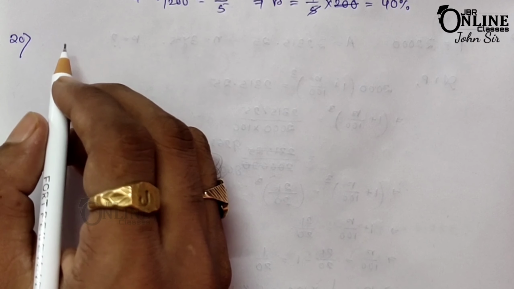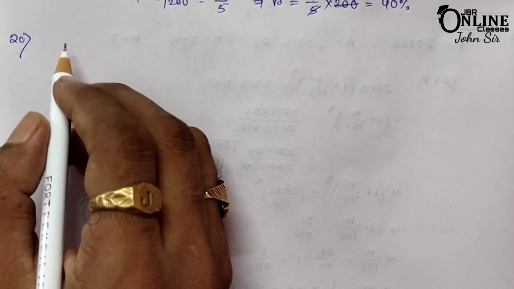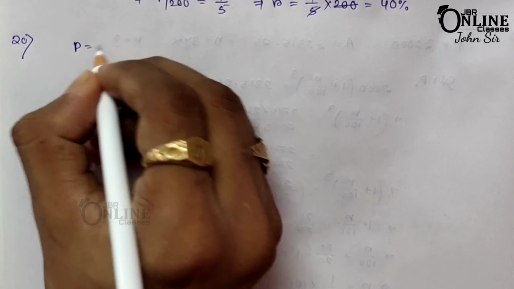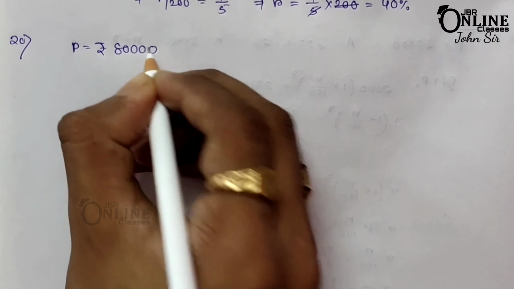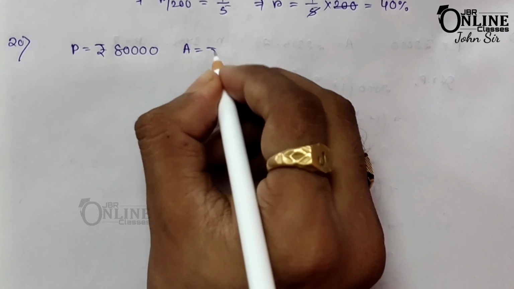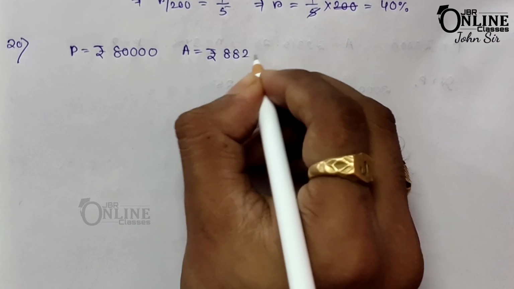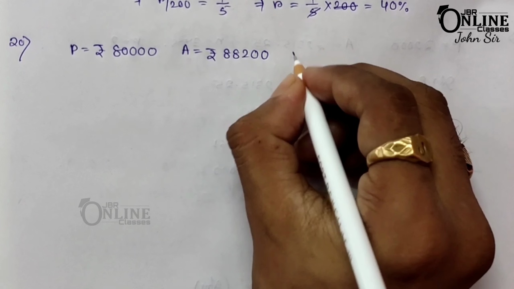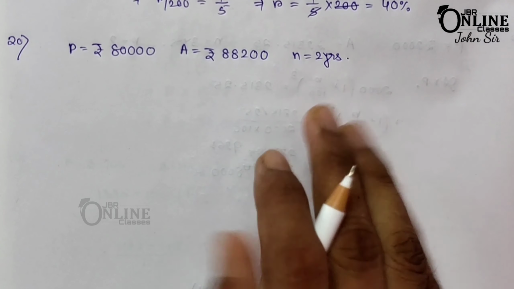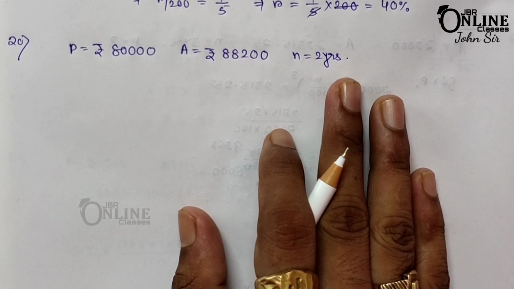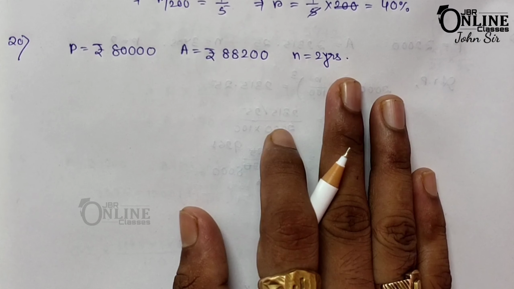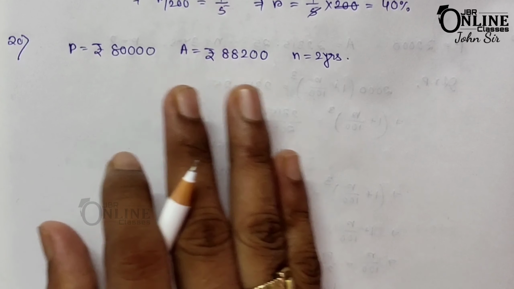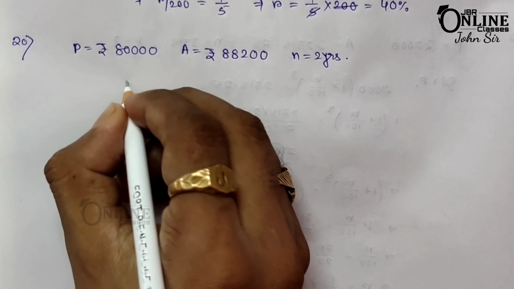Now sum number 20. At what rate per annum compound interest would 80,000 amount to 88,200 in 2 years, interest being compounded yearly? Also find the amount after 3 years at the above rate of compound interest. So here principal equals rupees 80,000, and amount equals rupees 88,200 in 2 years, that means n equals 2 years. So first you have to find out the rate of interest.